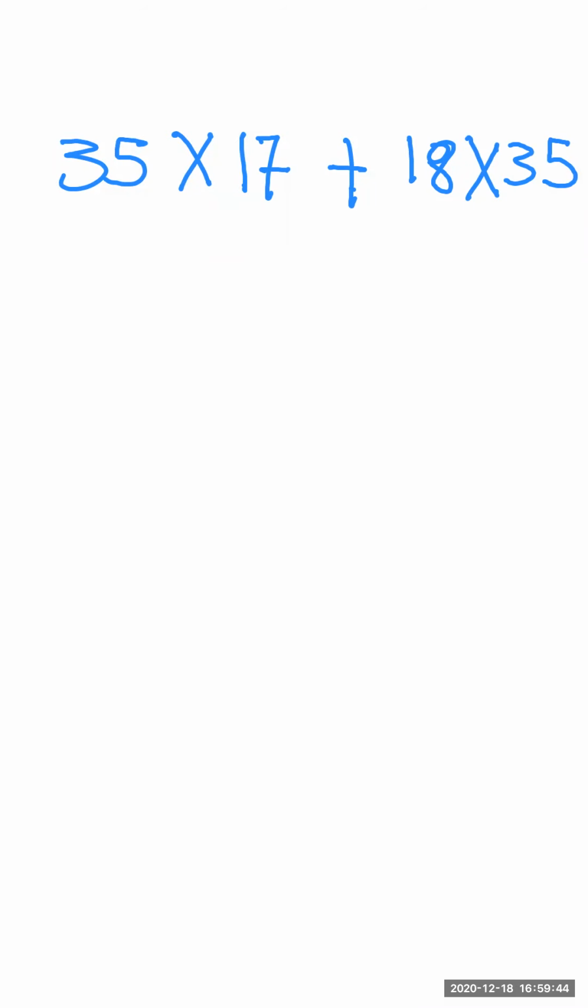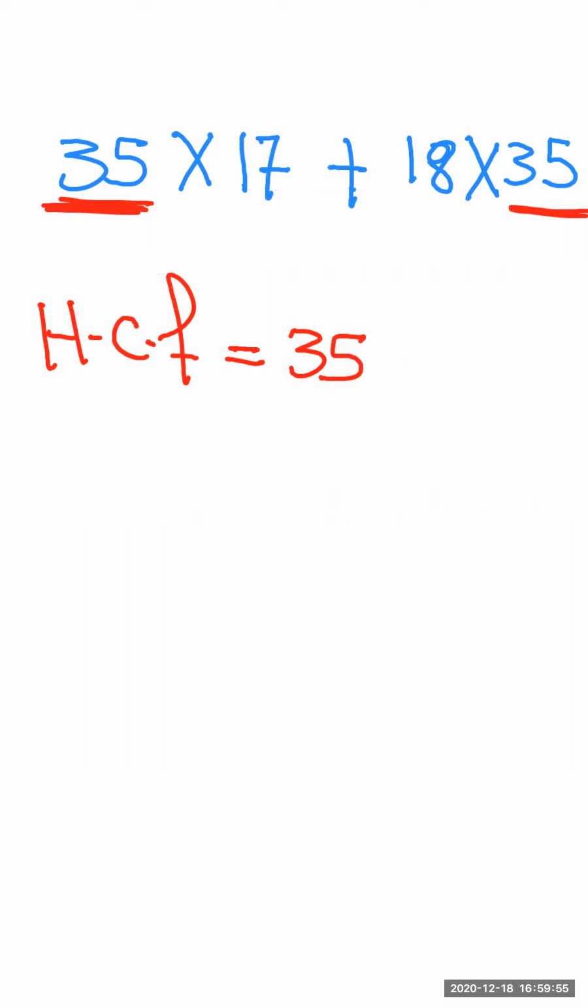If it's 35 times 17 plus 18 times 35. Now guys, the first step, identify the HCF. 35 here and here, so 35. What else? 17 and 18, no common factor between them. So the only common factor here is 35, so it will be the highest common factor. Now write down the highest common factor, which is 35, and the brackets like this.